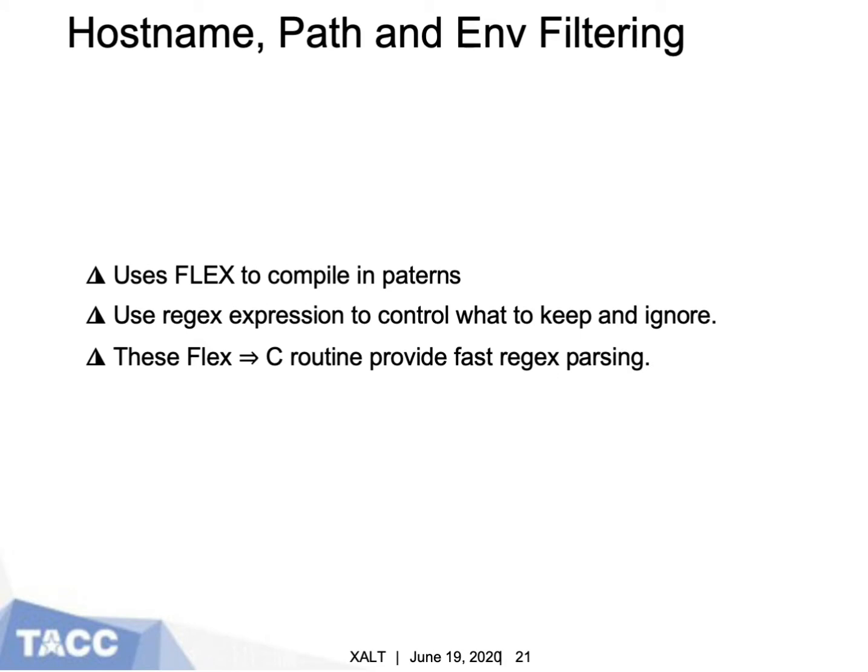There are three kinds of pattern matching that use flex. There's the host name, there's path filtering, and there's environment variable filtering. Flex is used to compile the patterns. It uses a regular expression to control what to keep and ignore. These flex codes are compiled into C routines, which provide fast regular expression parsing.